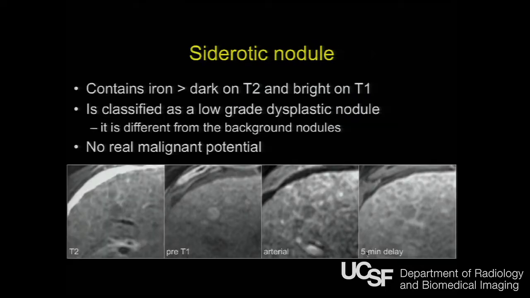So here's an example of a siderotic nodule, which is a type of dysplastic nodule. Siderotic nodules are T1 hyperintense and T2 hyperintense relative to adjacent nodules. And you can see how this one nodule stands out as different compared to the adjacent nodules. Okay, so it's a dysplastic nodule because it's different from adjacent nodules. It does not have any characteristics that would indicate it being a HCC. Okay, so siderotic nodule is a low-grade dysplastic nodule.